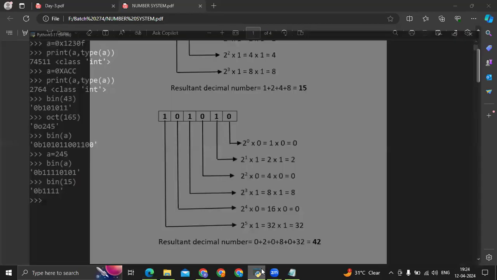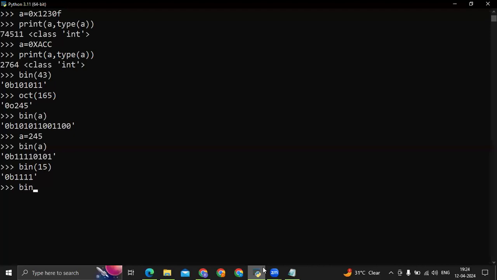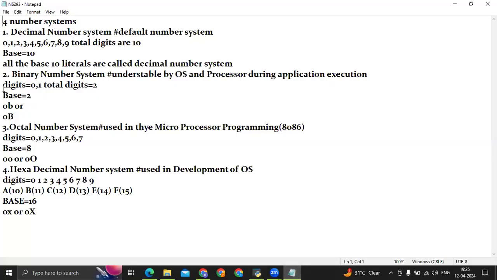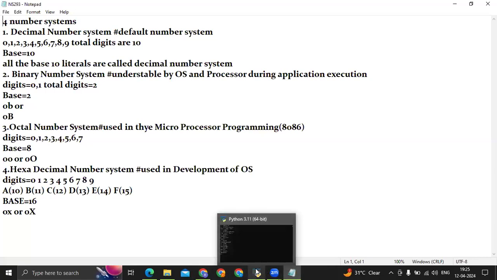Now let's check again whether this is right or not. Bin of the number we got, 42. Bin of 42 gives 101010. So this is an internal process, but I am letting you know how this conversion actually takes place. Now the binary number system format is clear to you. Shall we proceed with the octal number system? In the octal number system we have base 8.